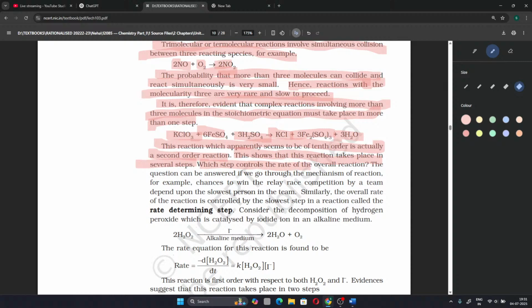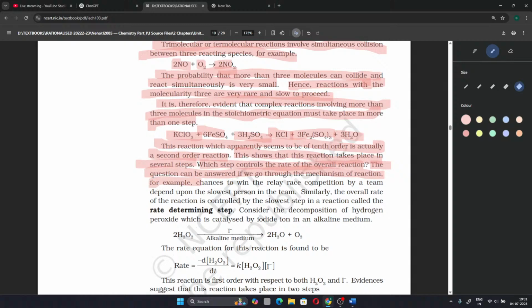Which step controls the rate of the overall reaction? Like we say, the reaction is a total of many steps. So how can we say the total order of the reaction is 2? We are dividing the reaction into many steps. Then how can we say which is the total order of the reaction? We say the total order of the reaction is the order of the slowest step of the reaction. The question can be answered if we go through the mechanism of the reaction.